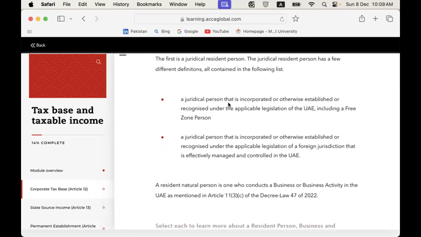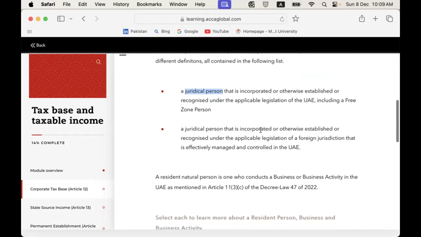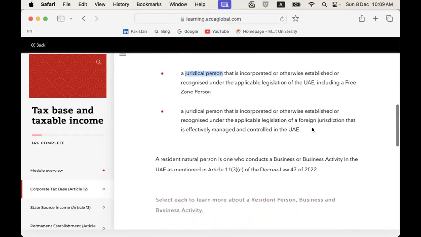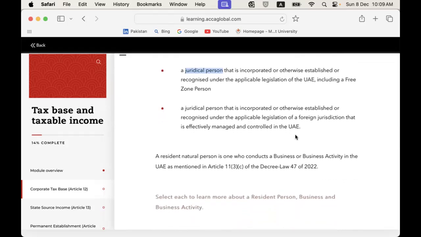A juridical person that is incorporated or otherwise established or recognized under the applicable legislation of the UAE, including a free zone person. So any company, any entity that is incorporated or established or recognized under UAE law, that will be called a juridical person, but it will also include free zone persons. Another category is a juridical person that is incorporated or otherwise established or recognized under a foreign jurisdiction's laws. So foreign companies basically, but which are effectively managed and controlled in the UAE.